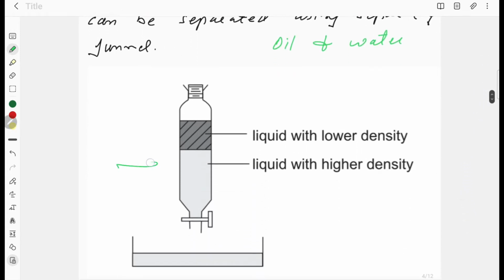The funnel looks like this, where you put the liquid. Liquid with higher density will go to the bottom, and liquid with lower density will be at the top. Like if I'm taking oil and water, then oil will come here and water will come here. And since the two are immiscible liquids, I can separate them using this separating funnel.